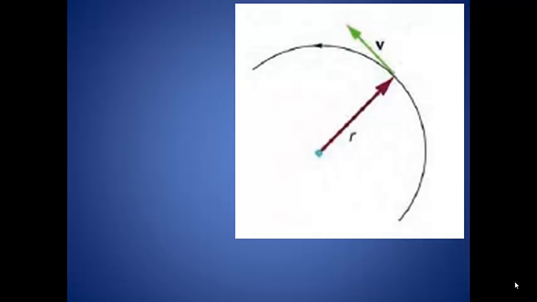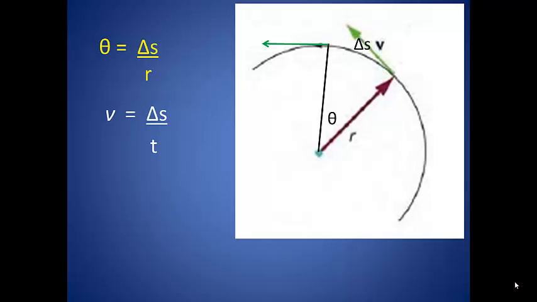Let's take an object moving at an orbital velocity of v around a curve of radius r. As it moves, it sweeps out an angle, theta, and travels some distance along the circle, s, in a certain amount of time, t. Its orbital velocity has not changed. The magnitude is still v, no matter where on the path it is. But the direction is changing. This is the acceleration we are trying to determine. Now we know that the ratio of the arc length to the radius is equal to the angle in radians. We also know that the orbital velocity is the change in the arc length divided by the time.